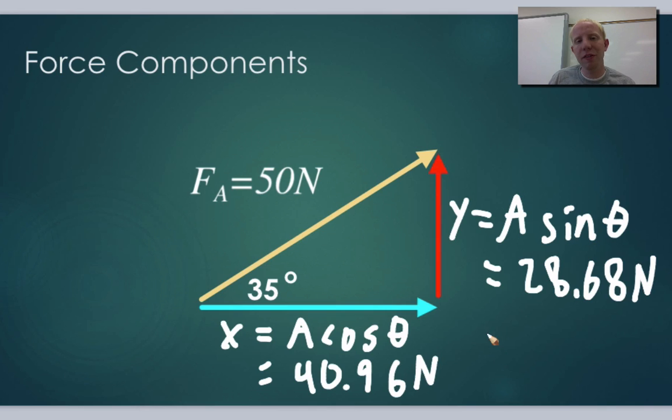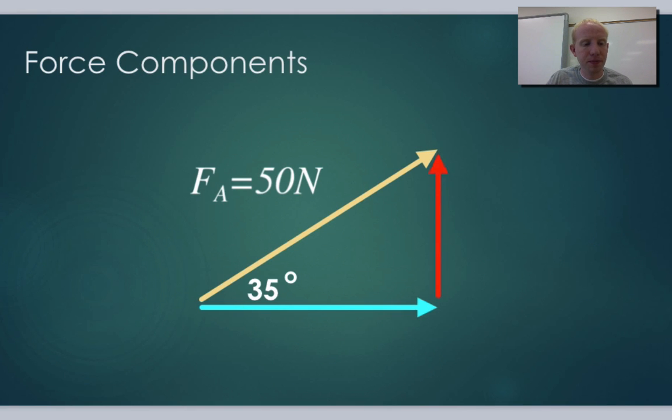So this is what we've done before. We've taken a vector and found its components by using the angle and the magnitude. But let's look at how this could be applied to a force problem. Remember those two numbers, 40.96 and 28.68.